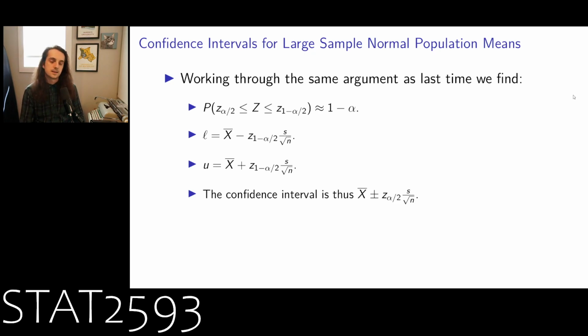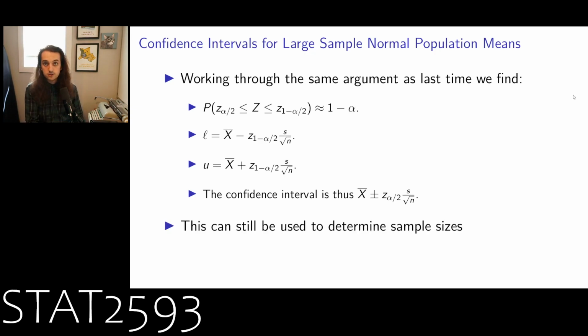And then we get the same sort of form for the confidence interval, which is x bar plus or minus the alpha over 2 critical value times the standard error. And here we're just replacing sigma with s. We can still use this to determine sample sizes if we have an estimate for s, right? We can still use the margin of error to invert this and say we need the sample size to be whatever value. So in this sense, the procedure is literally exactly the same one that we saw last time.